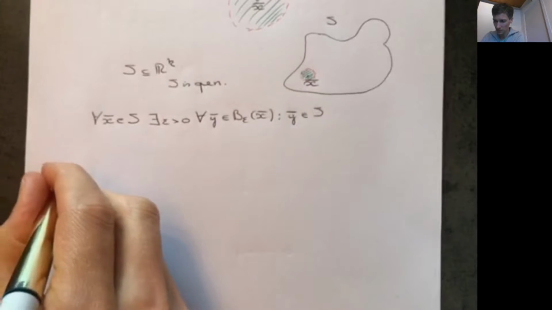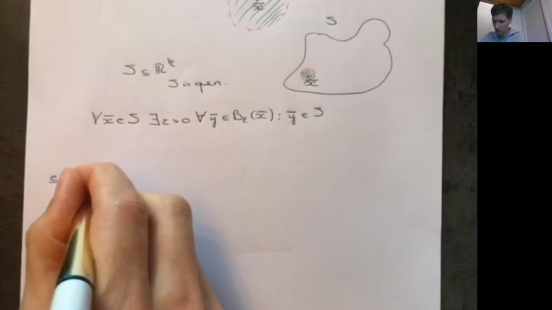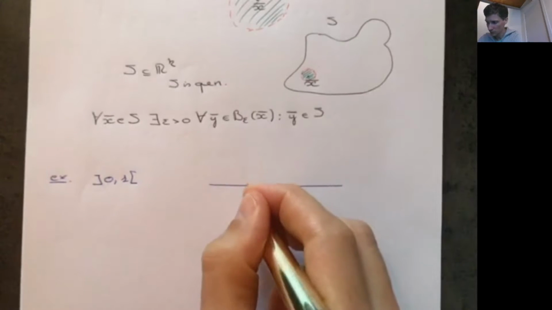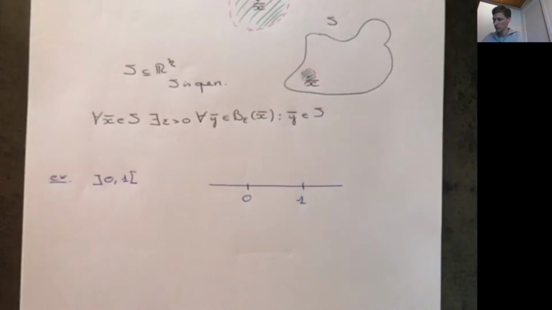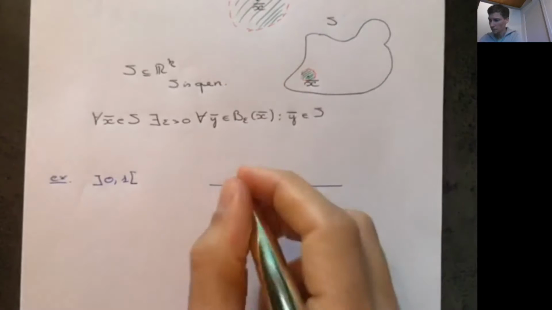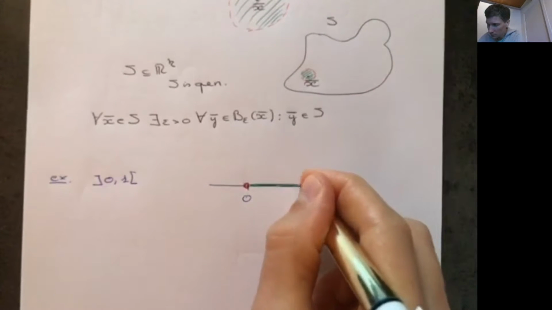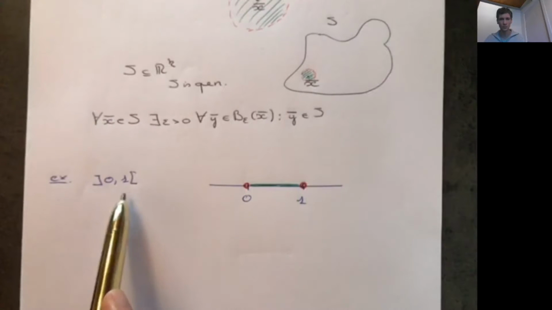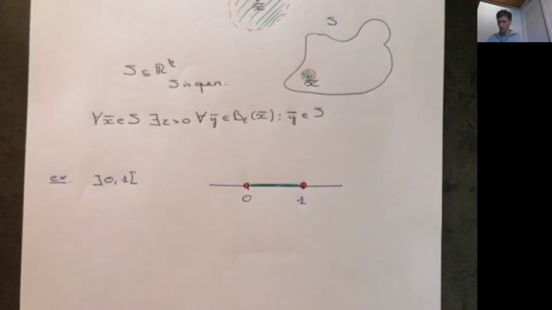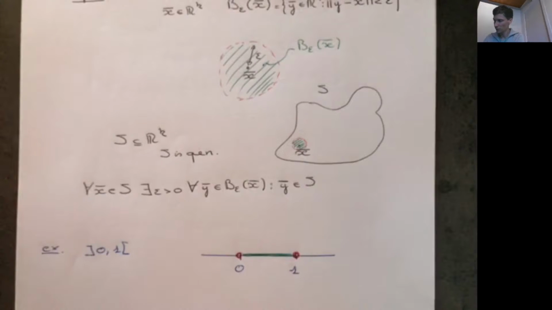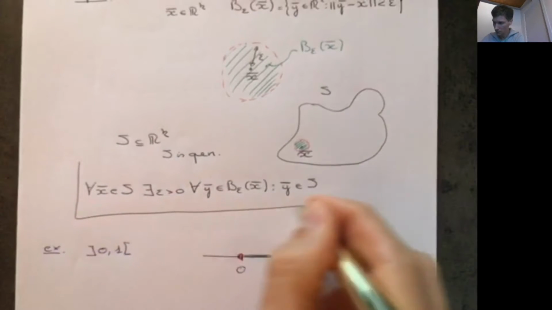Okay, so let me give an example of an open set. For example, the open interval 0, 1, not including 0 and not including 1, is an open set. Okay, so if I draw this, we have 0, 1, and then in this interval is everything between 0 and 1, but not including 0 itself and not including 1 itself. Okay, so it's all the numbers strictly bigger than 0 and strictly smaller than 1. So we would like to show that the set is open, so it has to satisfy this definition. Let me put it in a box.